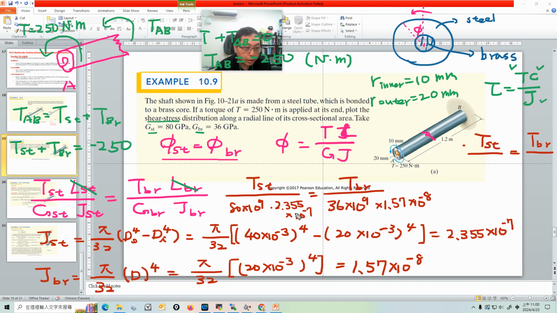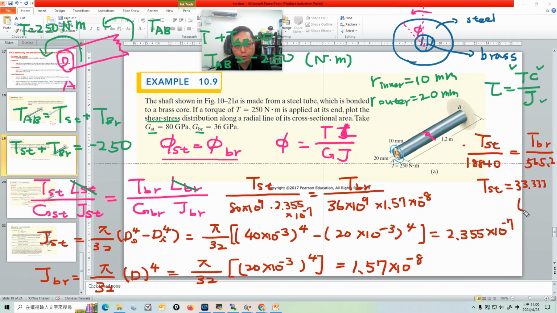So 100 times 80 times 2.355 is equal to 18840. And the other is 10 times 36 times 1.57, so it's 565.2. Okay, so we will have the TST, steel tension, equal to how much is this? Times 18840, so it's equal to 33.333.